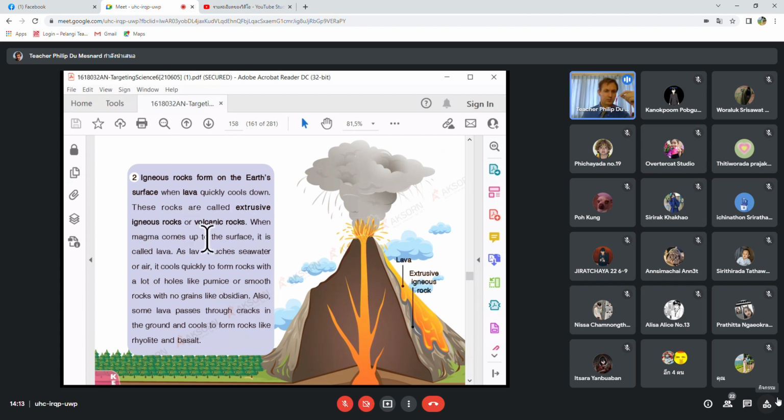When the magma comes up to the surface, it is called lava. And as the lava touches the seawater or the air, it will cool to form rocks with a lot of holes like pumice, or smooth rocks with no grains like obsidian. Yeah, obsidian is a special rock. It does not have crystals, actually. Some lava passes through the cracks in the ground and cools to form rocks like rhyolite and basalt.